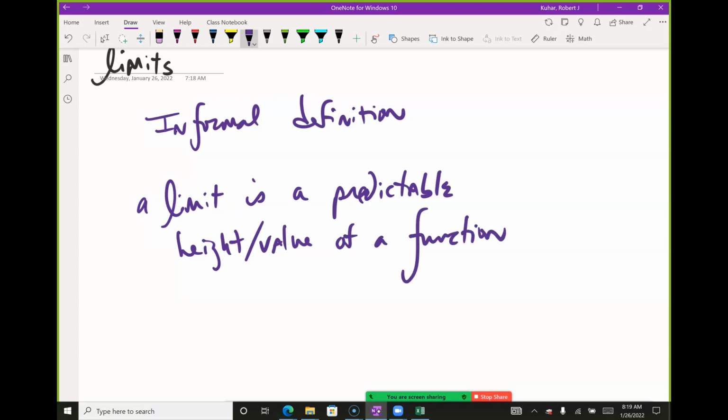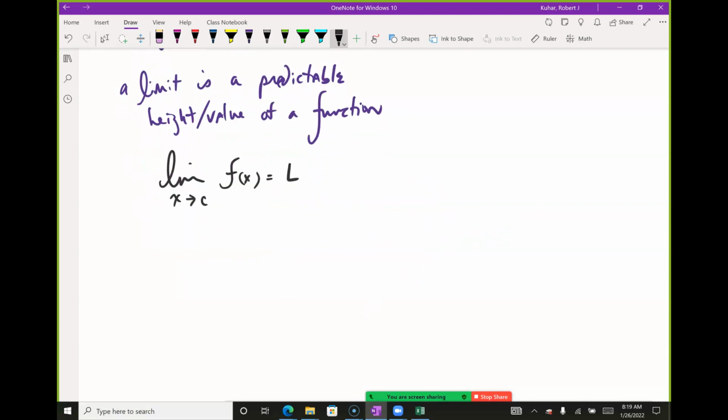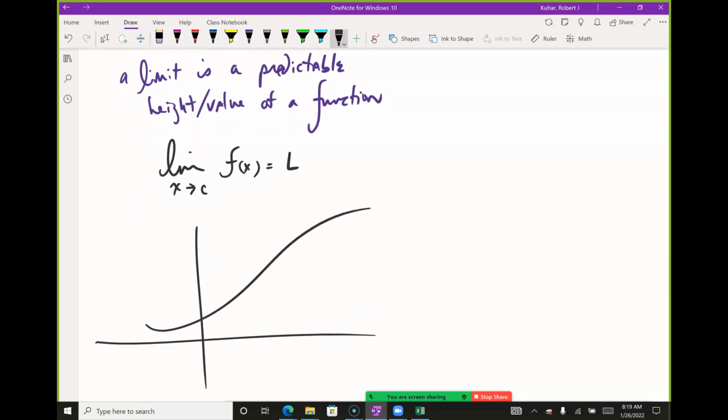And so what am I talking about there? An x value or a y value? A y value, right? So we're looking at the limit as x goes to c of f of x equals L. So we're just looking at some function. As x goes to c, I should be able to find the height L. In fact, I should be able to find it without actually getting to c. I should be able to predict that value of the function or that height without actually getting there.